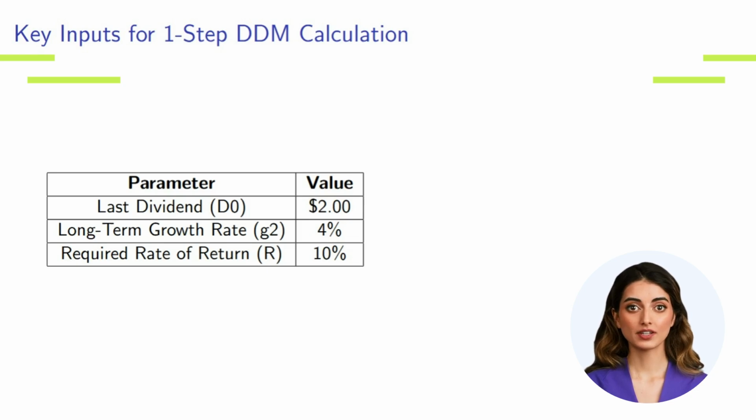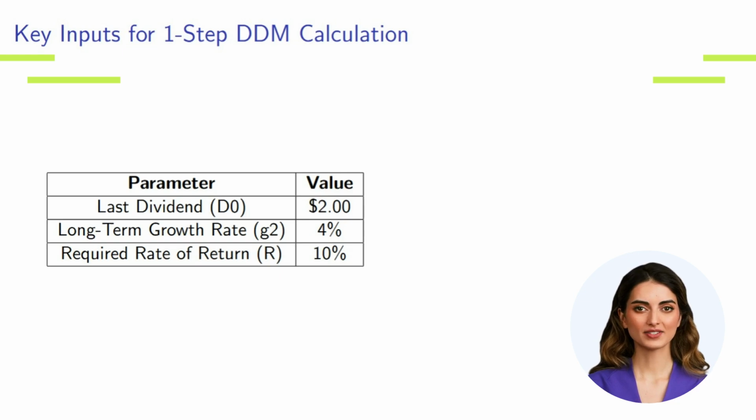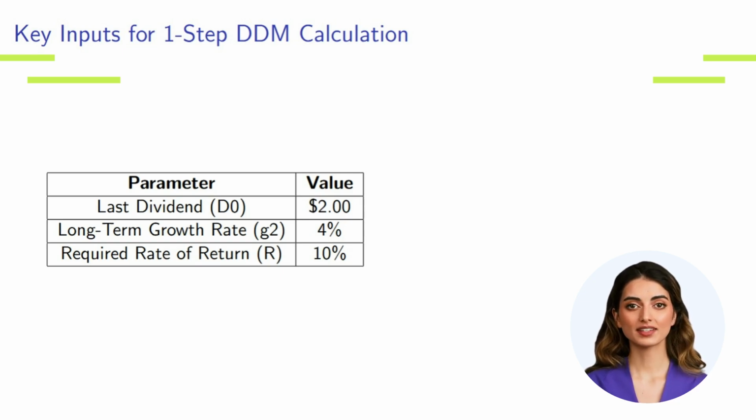Basic's dividends are expected to grow at a rate of 4%, which is considered as its long-term growth rate. The required rate of return, which we calculate using the CAPM, is 10%. Our task is to calculate the intrinsic value of Basic stock using this information.